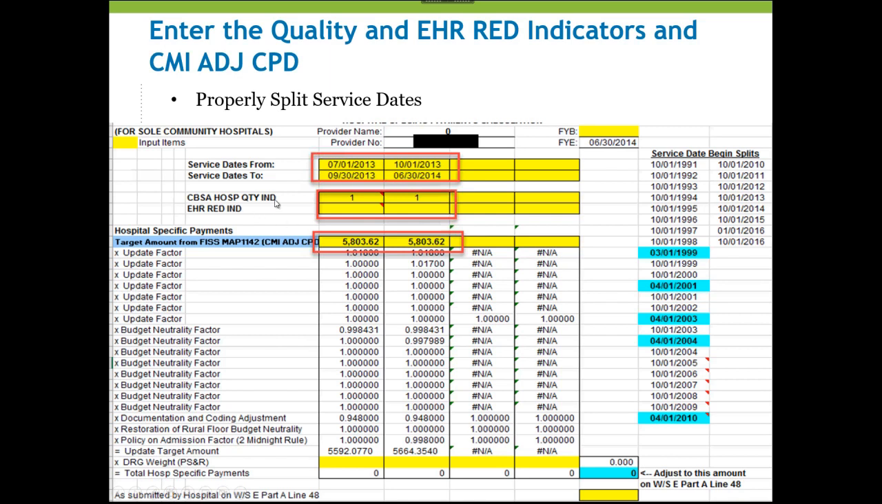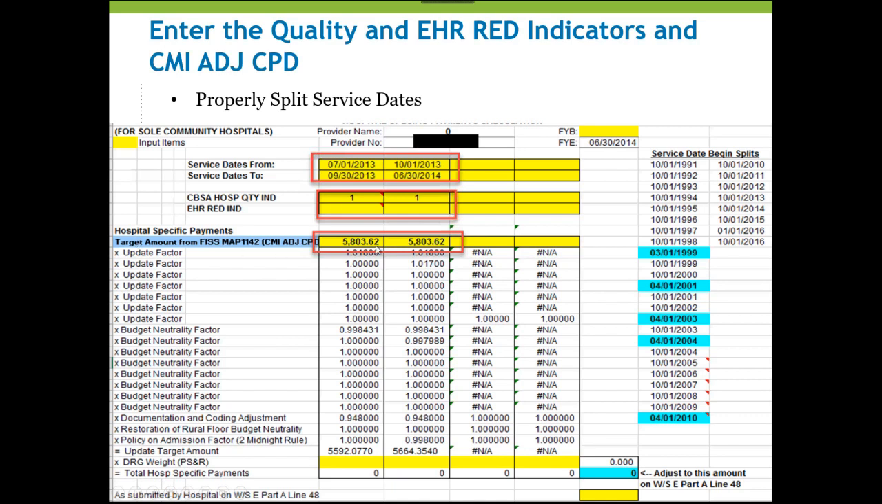Then we have to take a look at whether that provider had a CBSA hospital quality indicator. In other words, did they fail to submit the quality data that they needed to? And was there an EHR reduction indicator? In other words, they failed to attest meaningful use. Those two things impact the update factors that are used.